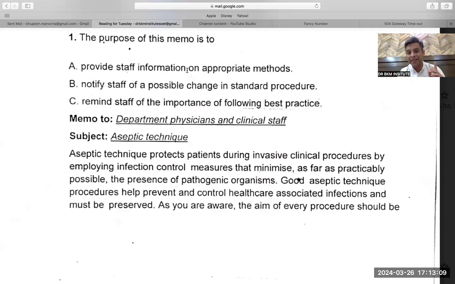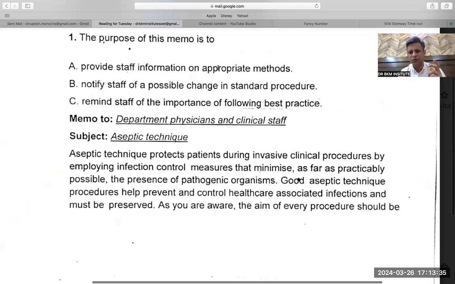Now my chance of getting it right was 33%. A, B, C, three options. That means 33% if I am confused. But if I can eliminate one option, the change word, then my chances of getting this question right are 50%. Either A or C, 50-50. So 50%. That is how I improve my chances.